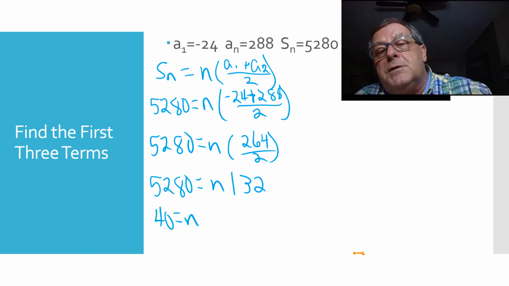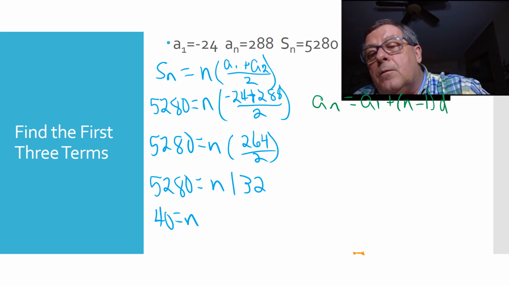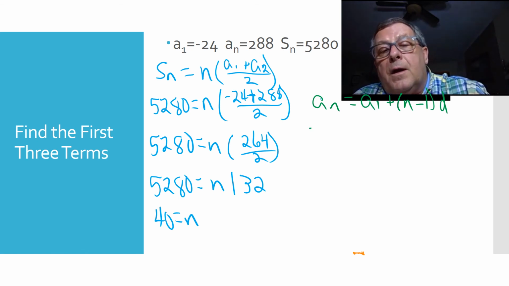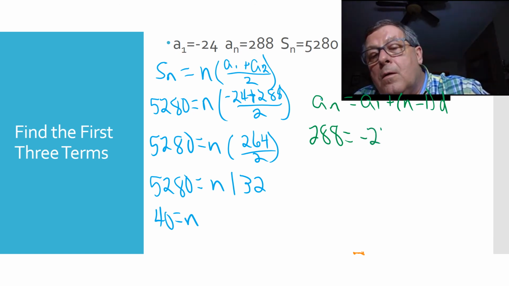Now we can use this to go back to our nth term equation to find our common difference. So here again we've got an, let's put this in a different color just so we don't get confused. An equals a1 plus n minus 1 times d. We're going to be solving for d. An we know is 288. A1 they gave us is negative 24, plus n, which we calculated to be 40, minus 1, d.